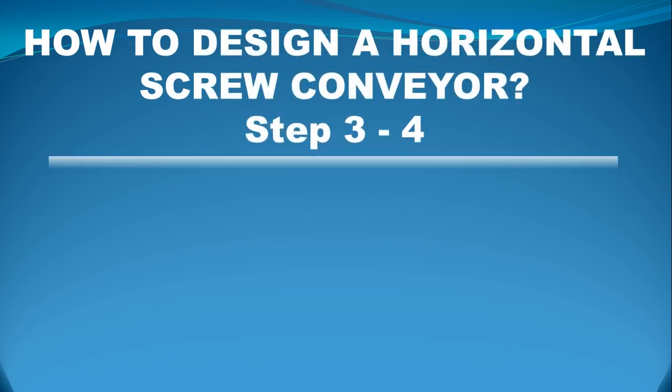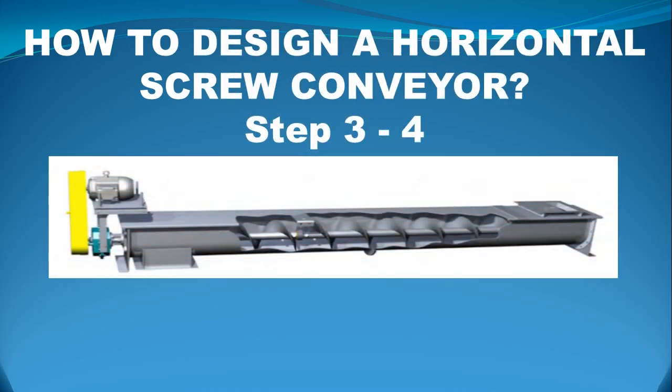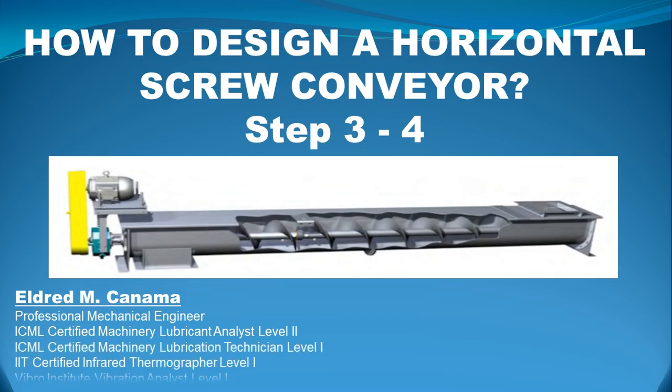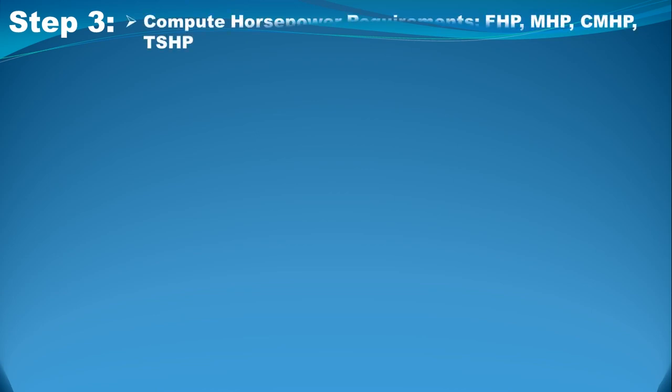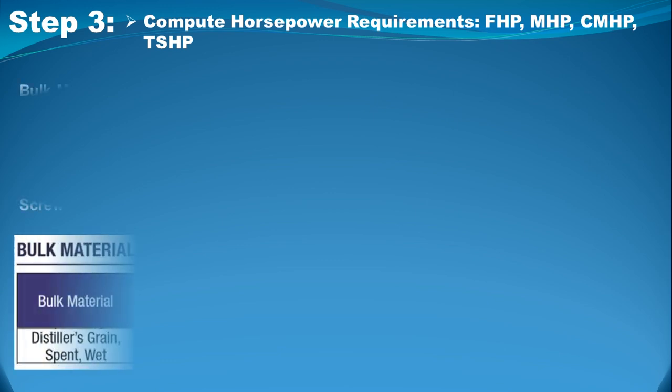So hello everyone, we are in the second video. This is the continuation on how to design a horizontal screw conveyor, steps 3 and 4. Step 3 is to compute the horsepower requirements: FHP, MHP, CMHP, and TSHP.